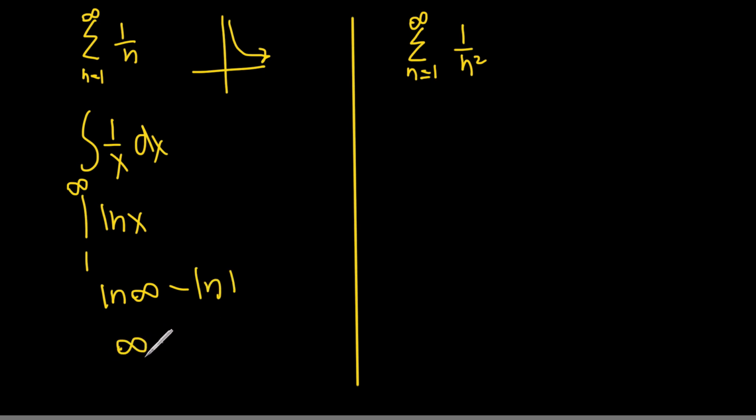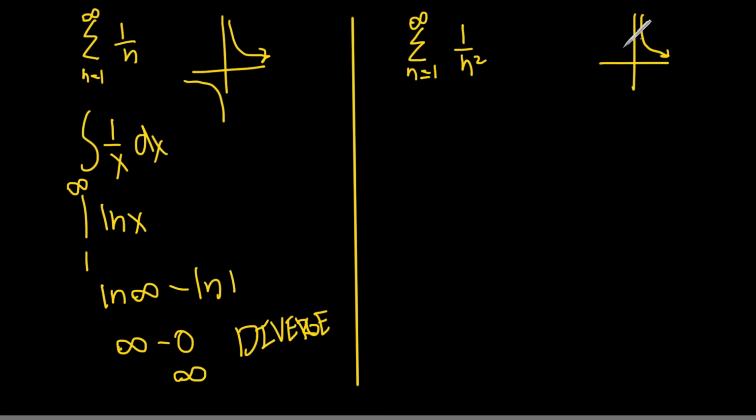That's going to be infinity, and that's going to be 0. We get infinity. That is an infinite number, so because the integral of 1 over x diverged, that means 1 over n is going to diverge because of the integral test. Now over here, we have 1 over n squared. The same three conditions apply because this one looks like this, and this one simply has even symmetry and looks like that. And so we are going to use the integral test again.